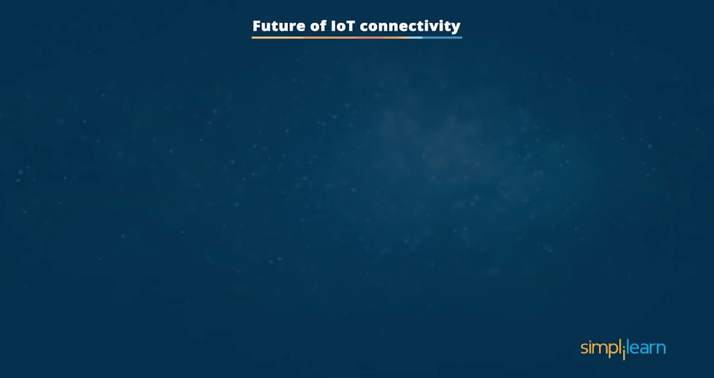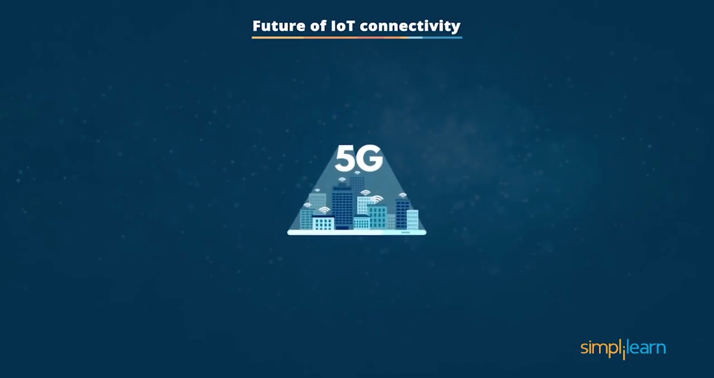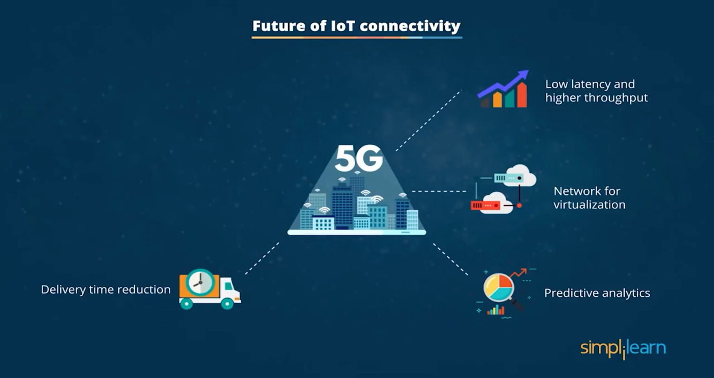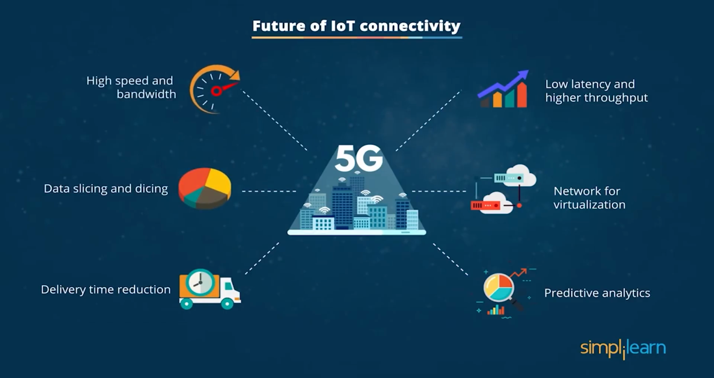Future of IoT connectivity. IoT connectivity is the future, with the launch of new technologies like 5G. The 5G with low latency and higher throughput will increase the penetration of IoT. 5G cellular technology is supported by network virtualization, and even for a common use case, such as a tea vendor, real-time predictive analytics can be available. So, overall, the delivery time is reduced with IoT. 5G and IoT are embedded technologies. Both can be sliced and diced for predictive analytics and real-time business decisions. 5G will help devices connect through a network with high-speed bandwidth.